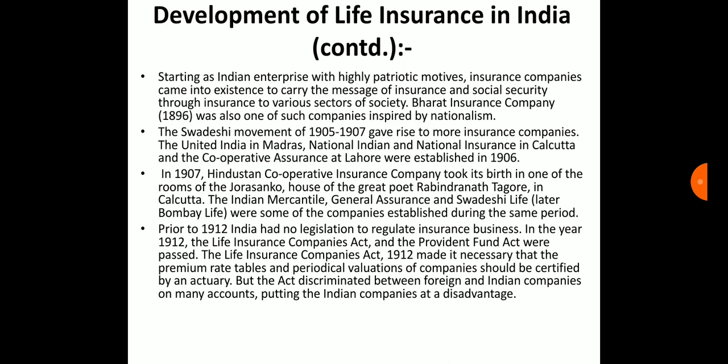The United India in Madras, National Indian and National Insurance in Calcutta, and the Cooperative Assurance at Lahore were established in 1906. In 1907, the Hindustan Cooperative Insurance Company took its birth. In one of the rooms of the Jorasanko house of the great poet Rabindranath Tagore in Calcutta, the Indian Mercantile, General Assurance and Swadeshi Life were some of the companies established during the same period.